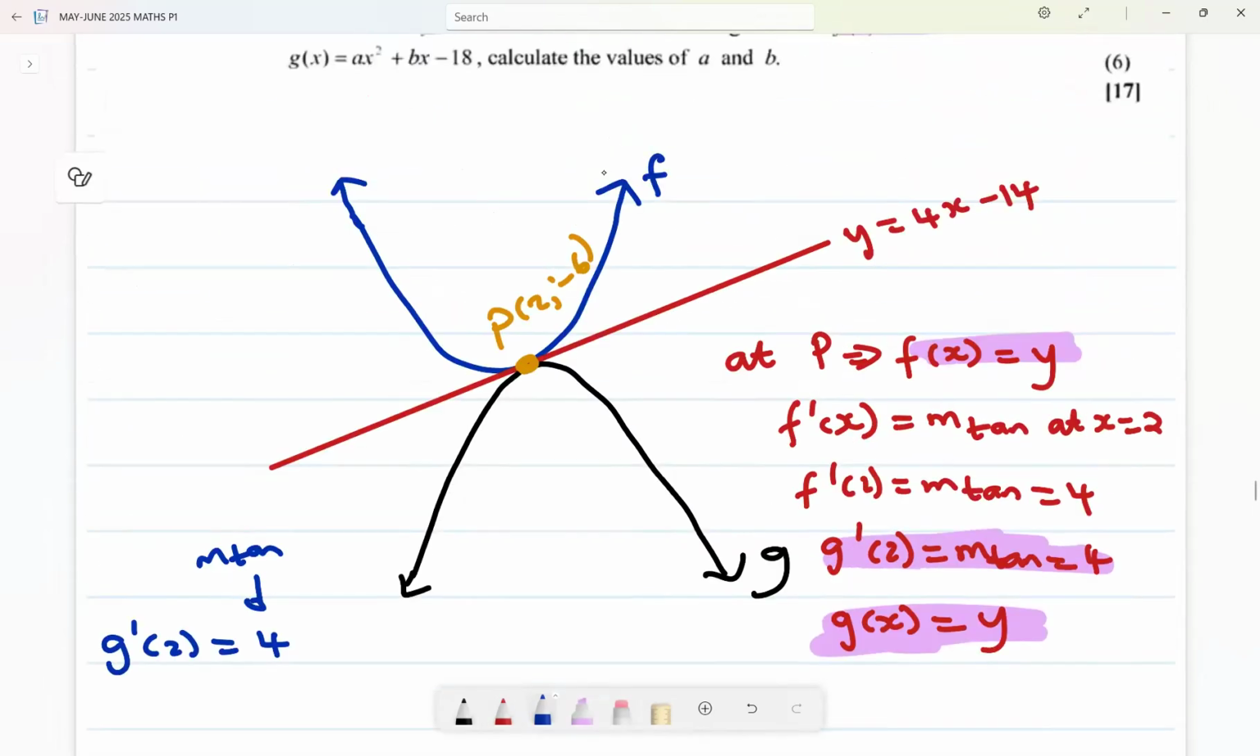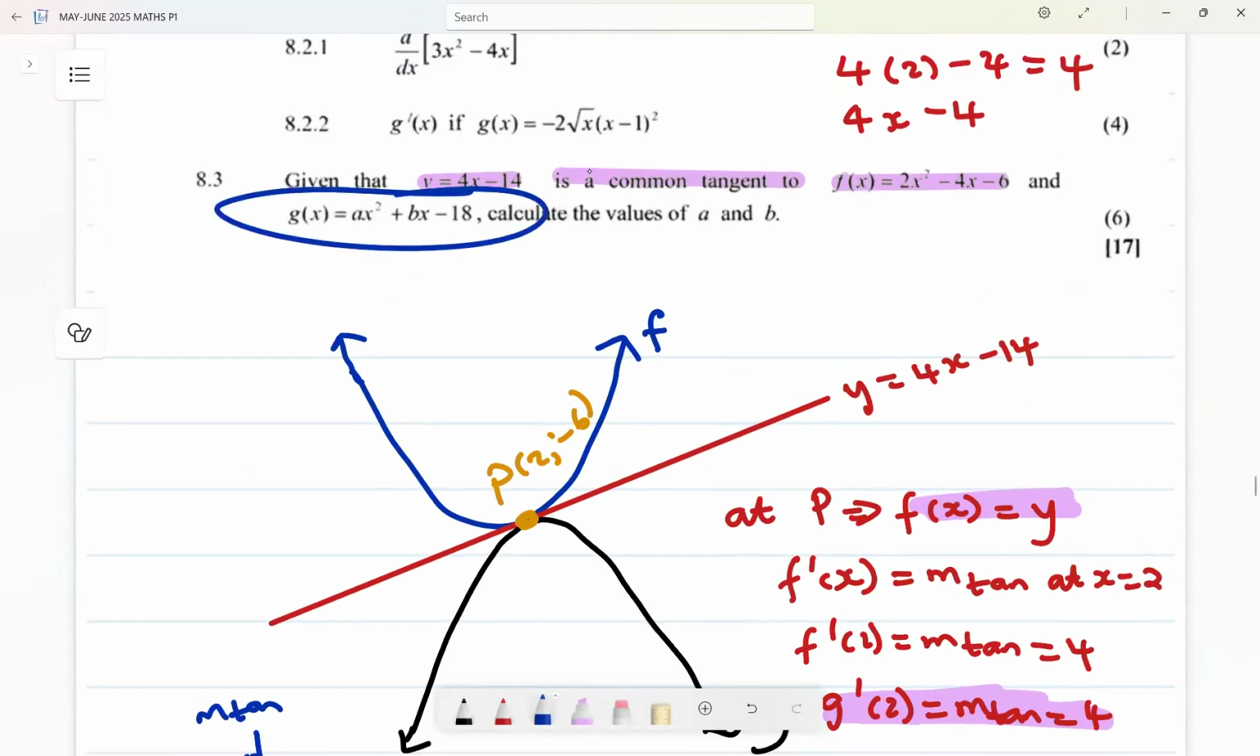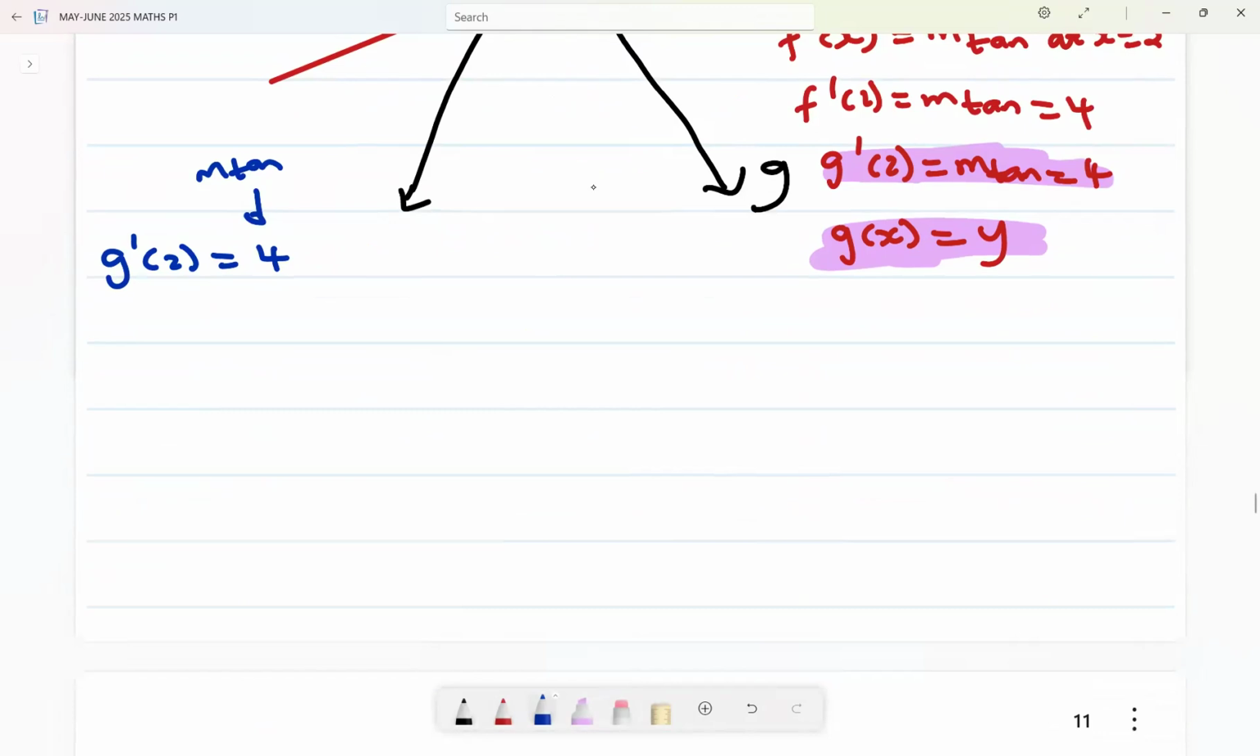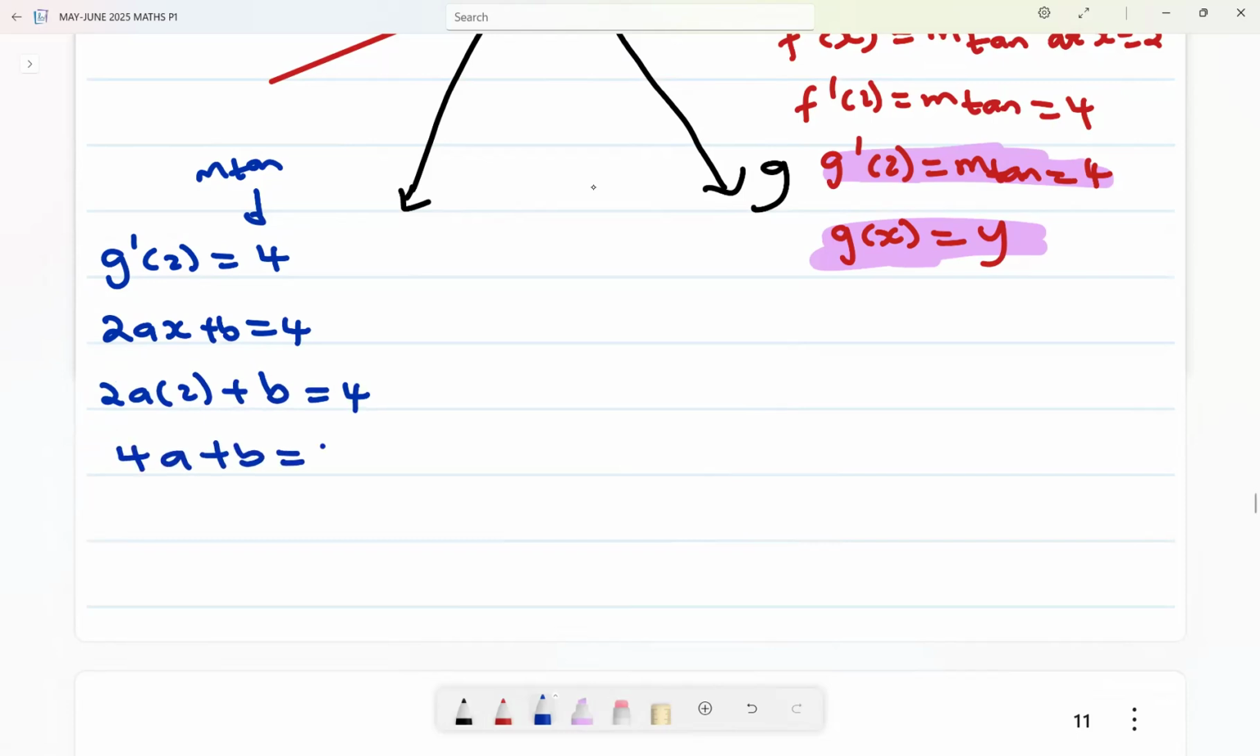Let's see, how can I derive this? When I derive g of x, it becomes 2ax plus b. So 2ax plus b is equal to 4. But when x is equal to 2, it's going to be 2a into 2 plus b is equal to 4. And this is just going to be 4a plus b is equal to 4.